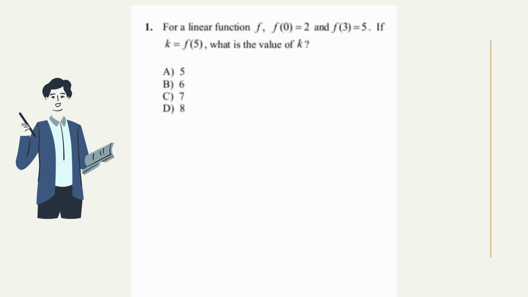Our first step would be to read and understand the problem. For a linear function, f of 0 equals 2 and f of 3 equals 5. If k equals f of 5, what is the value of k?